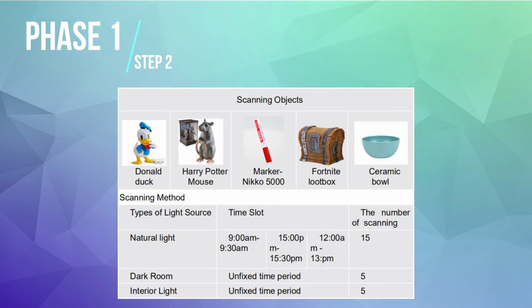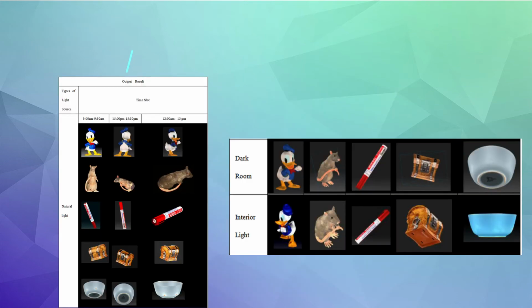All experiments were carried out indoors. The results show that the darkroom is the most suitable environment for structured light scanning. The scanning results are closer to the original color of the object, and have almost no noise and no physical deformation.